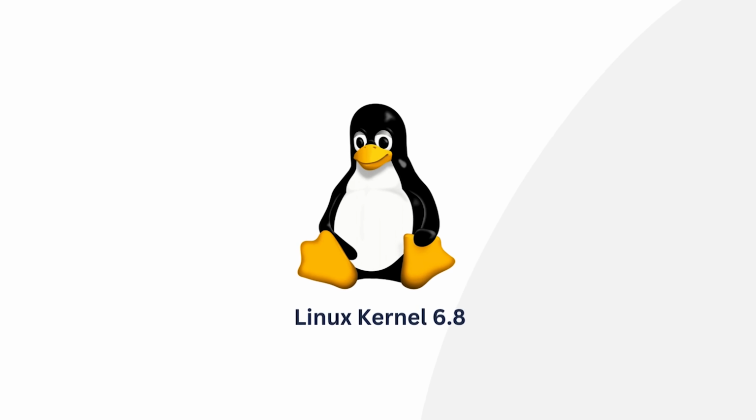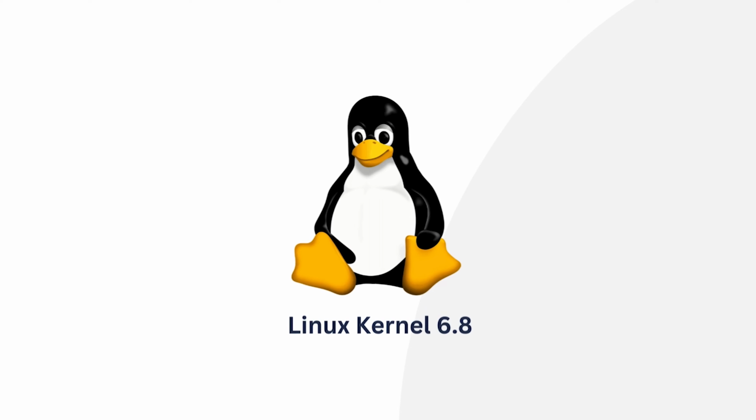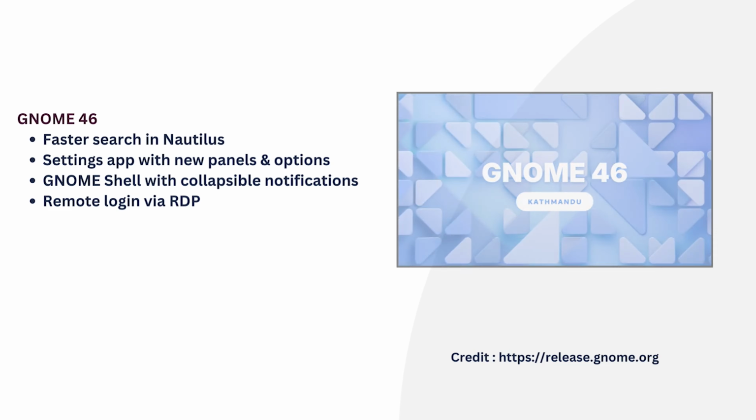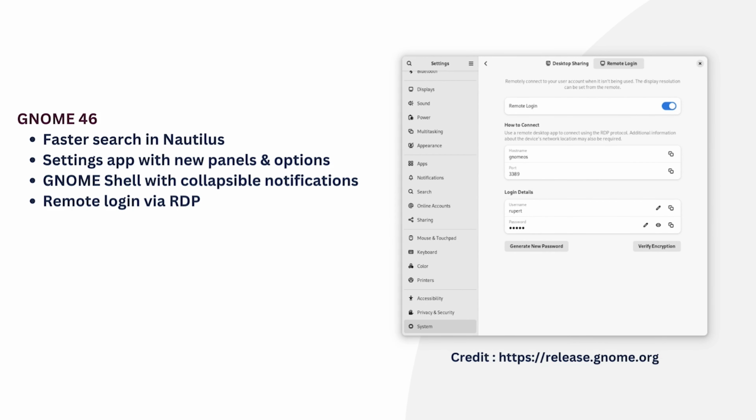Let's kick things off with the heart and soul of any Linux distribution, the Linux kernel. Ubuntu 24.04 introduces the cutting-edge Linux kernel 6.8. From the Intel GPU Xe driver to improved networking buffers, this will bring the latest advancements in hardware and CPU technology. The Noble Numbat edition also integrates the new features and fixes from the recent GNOME 46 version. This includes faster search capabilities in Nautilus, a Settings app with new panels and options, GNOME Shell with collapsible notifications, and remote login via RDP, among other features.